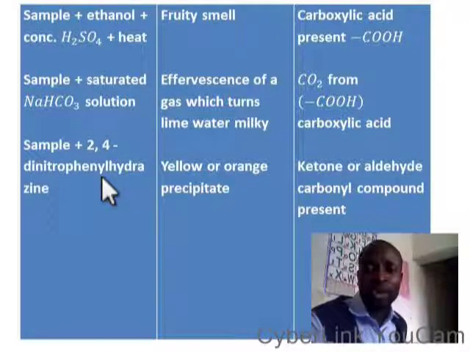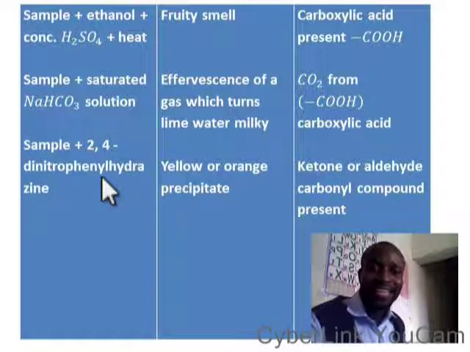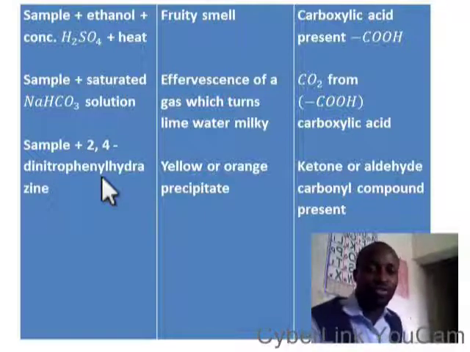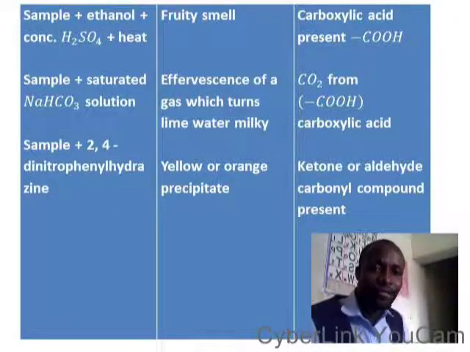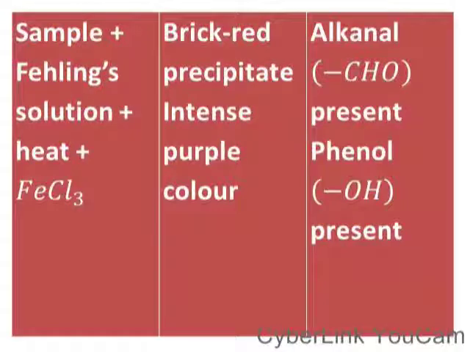Now, sample plus 2,4-dinitrophenylhydrazine. You have yellow or orange precipitate, a ketone, that is carbon double bond to oxygen, and aldehyde, carbon hydrogen double bond to oxygen. Carbonyl groups are present. Now let's move on to the next slide.